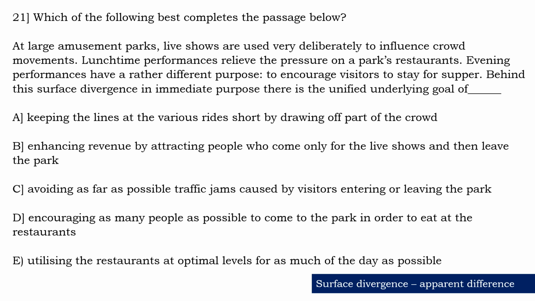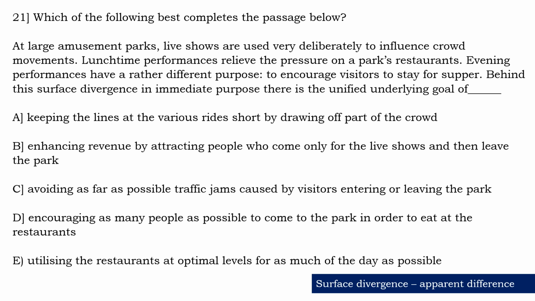So this is the logic. And then the last sentence is, "behind this surface divergence in immediate purpose." What is the meaning of this phrase? Surface divergence, as it is given, means apparent difference. So there is a difference in the immediate purpose of how the live shows are used at various times.